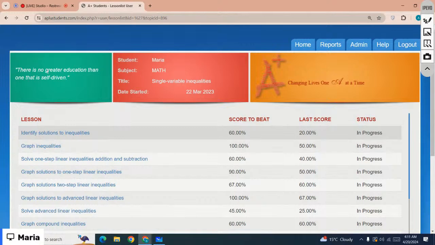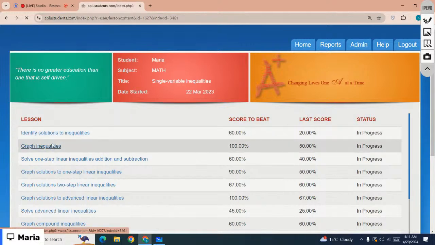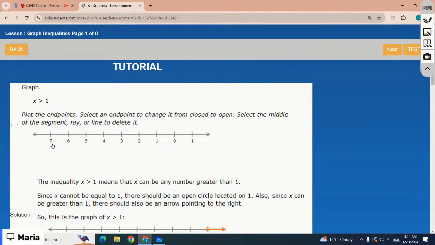So the next lesson is graph inequalities. Let's just start with the next lesson. Okay, graph x is greater than 1, right? You have to graph the inequality. You always use the number line to graph inequalities. The inequality x is greater than 1 means x can be any number that is greater than 1, right? The solution of the inequality is any number that is greater than 1. So x cannot be equal to 1, right? Because x cannot be equal to 1, there should be an open circle located on 1, right?